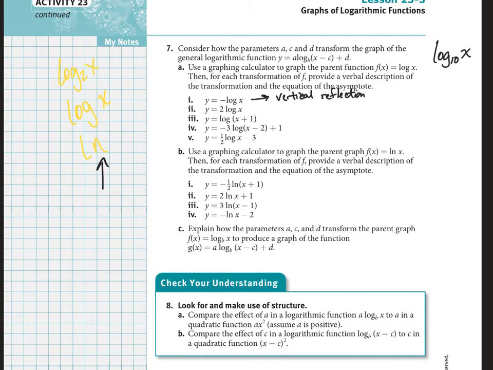You guys try to work ahead of me on these and see if you can determine what's about to happen. So the 2 in front. Since it's in front and not in a parentheses, that makes it vertical. Since it is not adding or subtracting, that makes it a stretch or a compression. In this case, the number is not between 0 and 1, so it is a vertical stretch by a factor of 2.